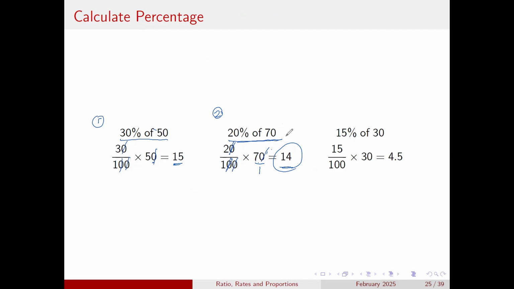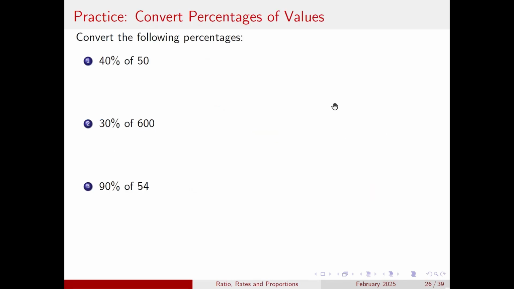Once again, I have 15% of 30. So 15 over 100 times 30. This one, I want to use my calculator. So I'll have 15 divided by 100, and that's 0.15. So 0.15 from my calculator times 30. 0.15 times 30 is giving me 4.5 from my calculator. Right, so we have the same value here.